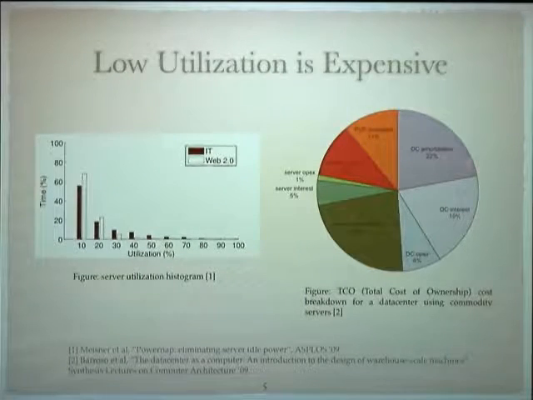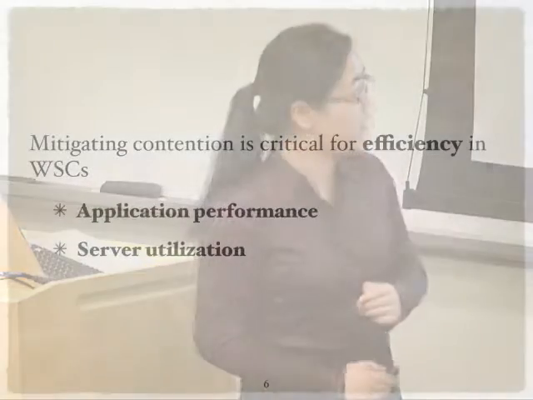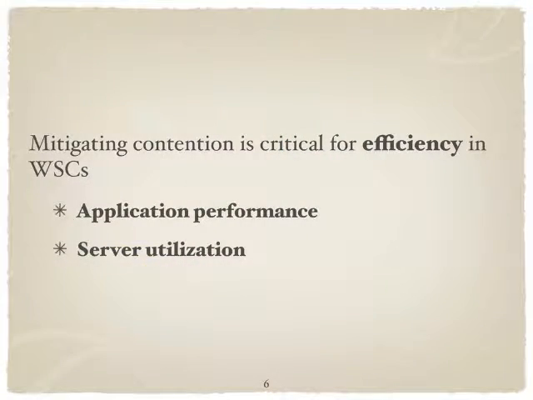So why is low utilization expensive? If you look at the total cost of ownership of a data center, purchasing servers is a huge chunk of this cost. On top of that, constructing data centers is a big chunk too. And then the power, right? If you have low utilization, meaning given the same amount of work you want more machines to run that work, you want a bigger data center, so those are very costly. So you want to improve utilization in the data center. Therefore, mitigating contention is really critical for improving both performance and utilization.